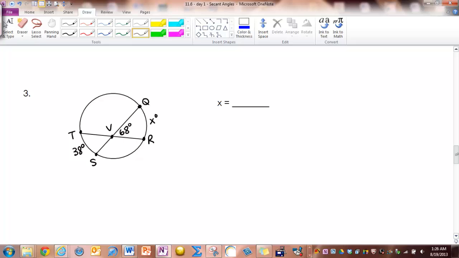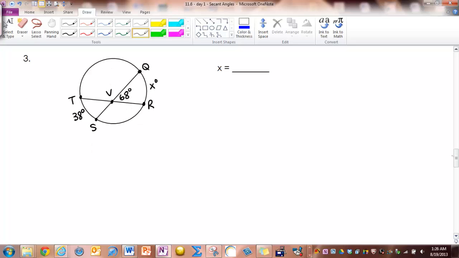Moving on to question 3. This one is a slight little bit different. We still have two chords crossing to form an angle, but in this case our angle is not x, it's 68 degrees. Our x is on its intercepted arc, so x is going to be in the arc 1's position. Then when we find the 68's vertical angle's intercepted arc, that's the 38 degrees, and we call that arc 2.